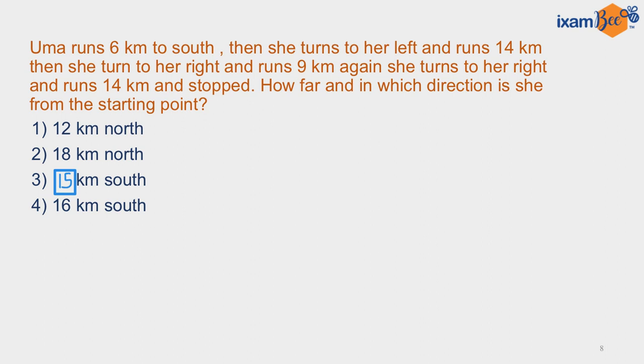Uma runs 6 km to the south direction. So if this is the starting point of Uma, she runs 6 km to the south direction. Then she turns to her left and runs 14 kilometers. So this is the left direction and she runs 14 kilometers.